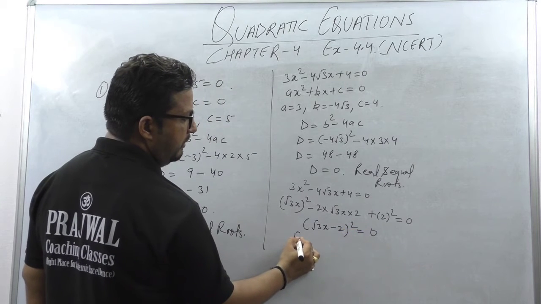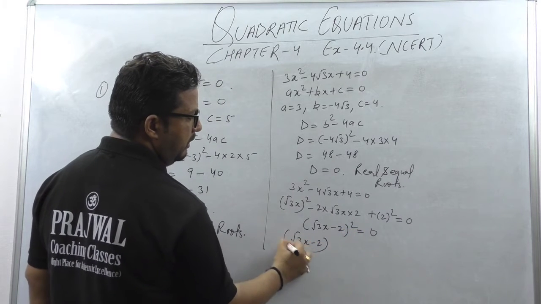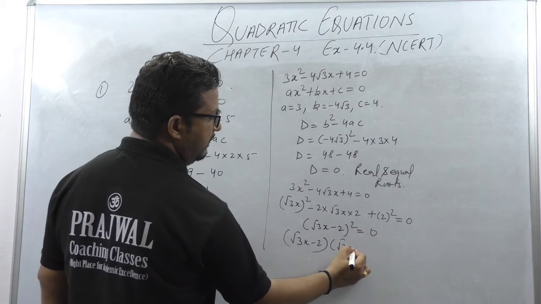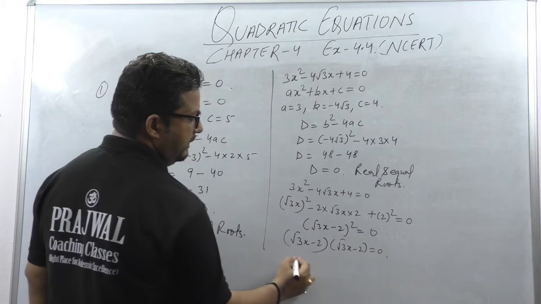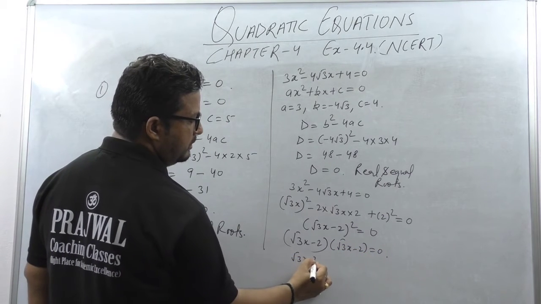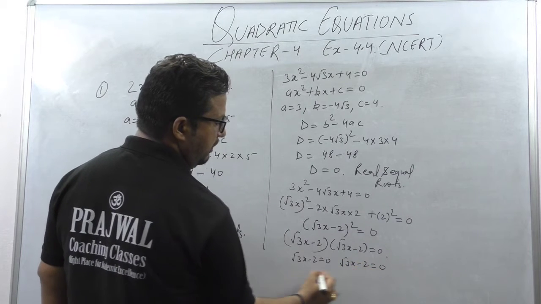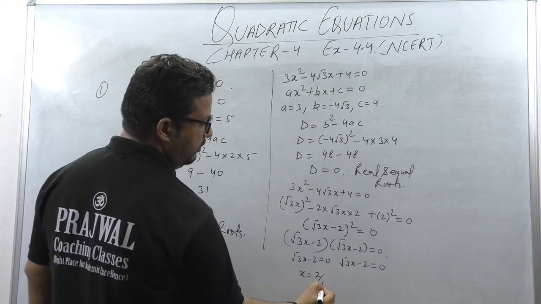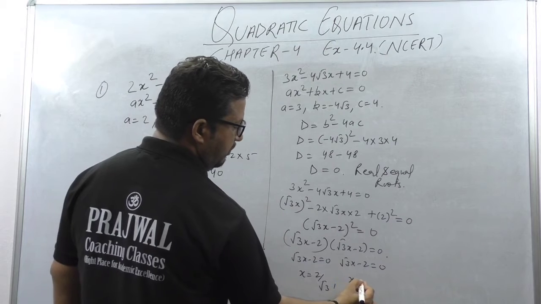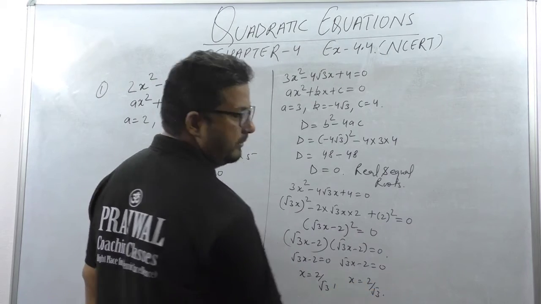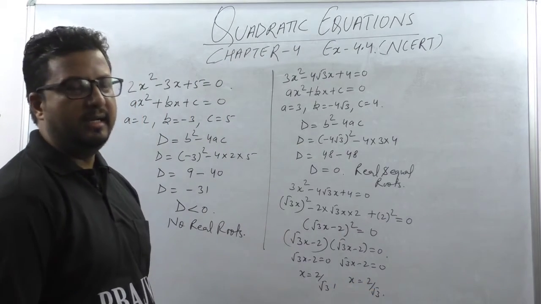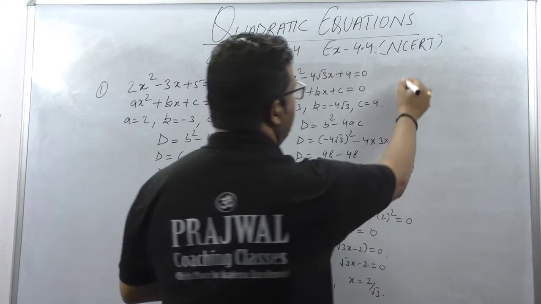So your two roots will be one this and the other this. Now you can easily find the root: √3x - 2 = 0, so x = 2/√3. So you can easily come to know these are the real and equal roots.